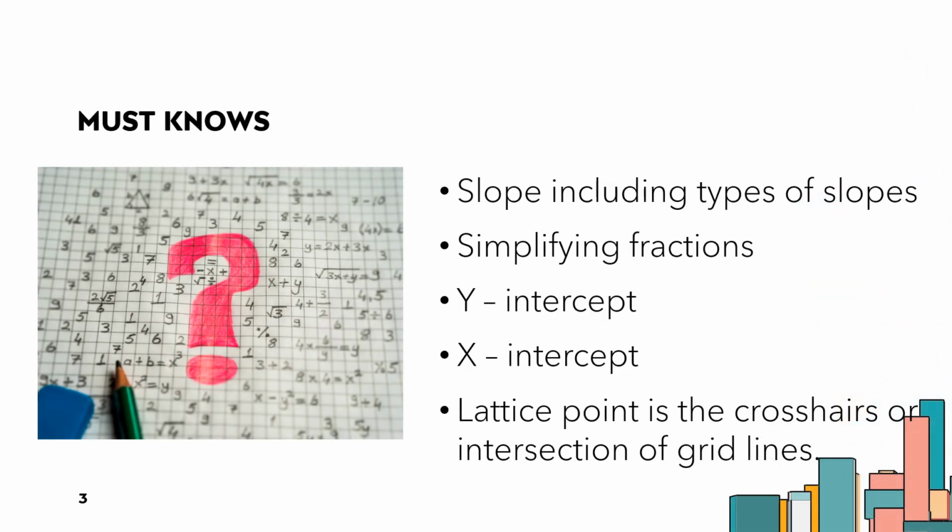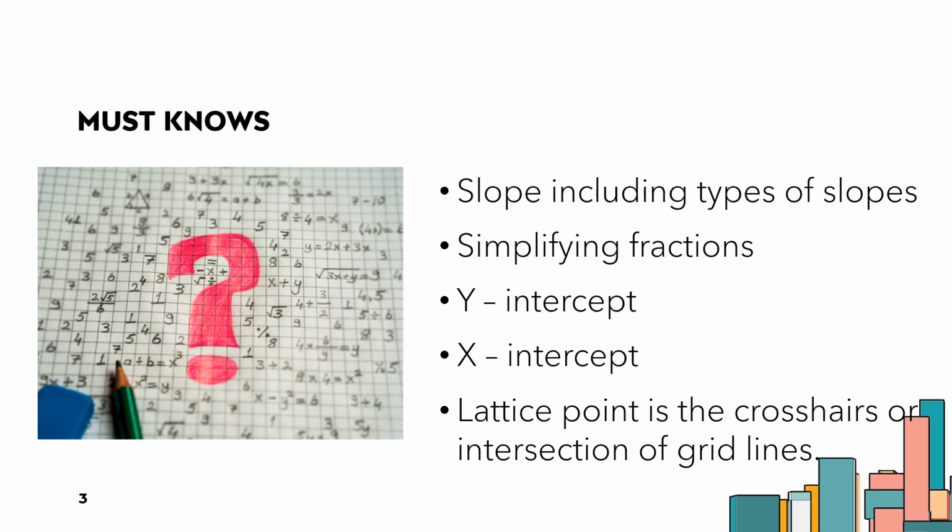We've got some must-knows here. First is slope. Well, there's four kinds of slopes, if you remember from the last lesson. That's increasing, decreasing, constant, and undefined. We'll use those words again. You need to know how to simplify a fraction. So this is going to take you back to pre-algebra. Hopefully you can do it. If not, I'll give you an example.